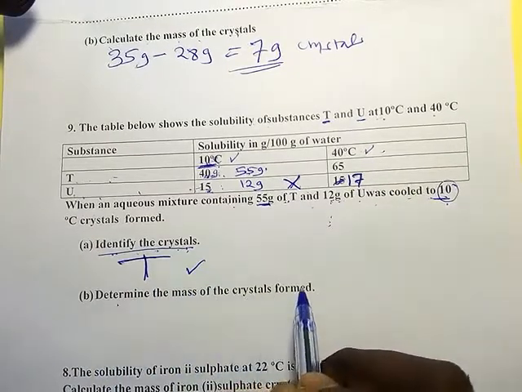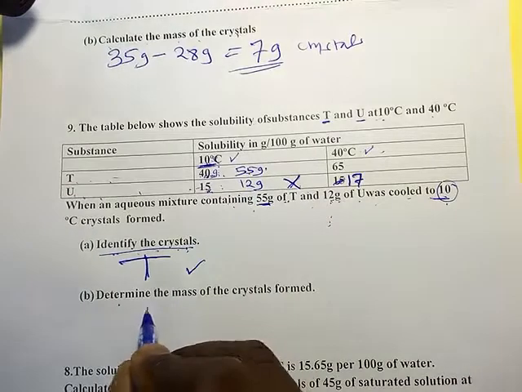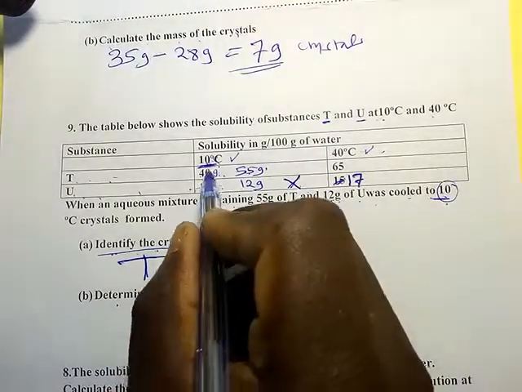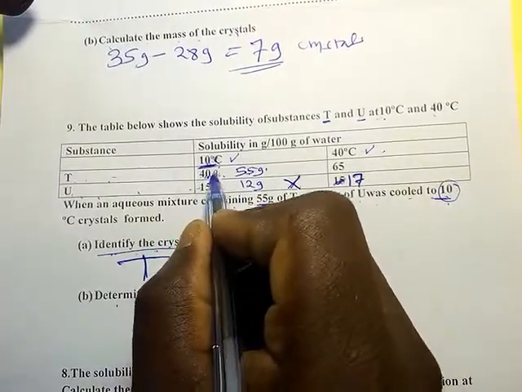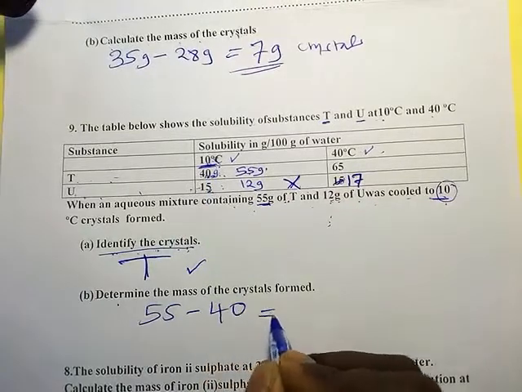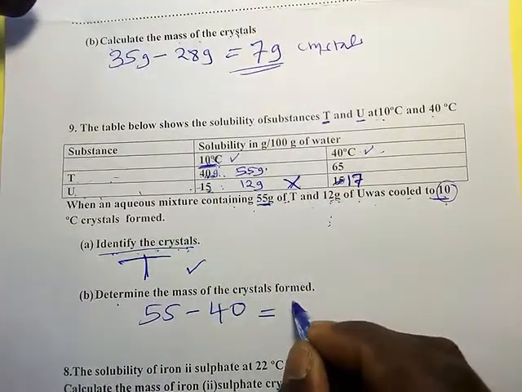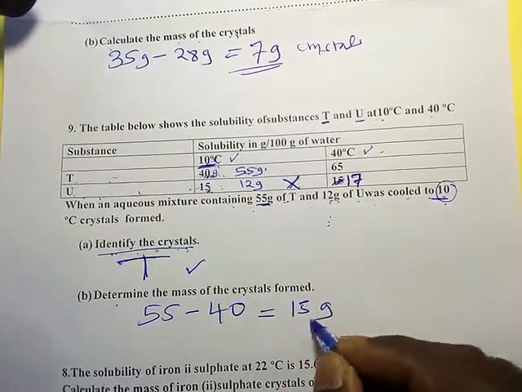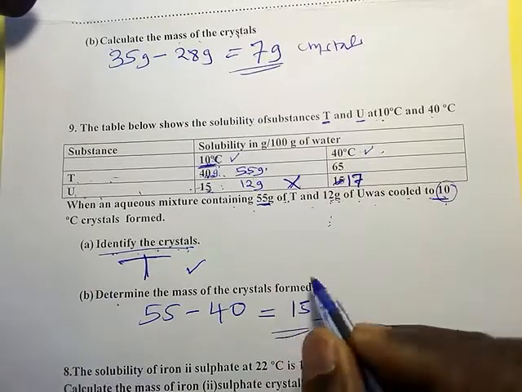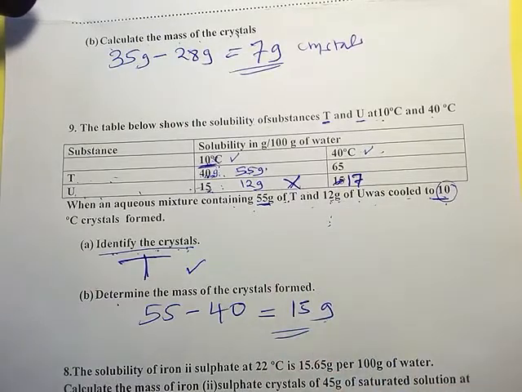Determine the mass of the crystals. The mass of the crystal, we have 55. 40 is required to form a saturated solution, minus 40. So it will give us 15 grams of crystals formed.